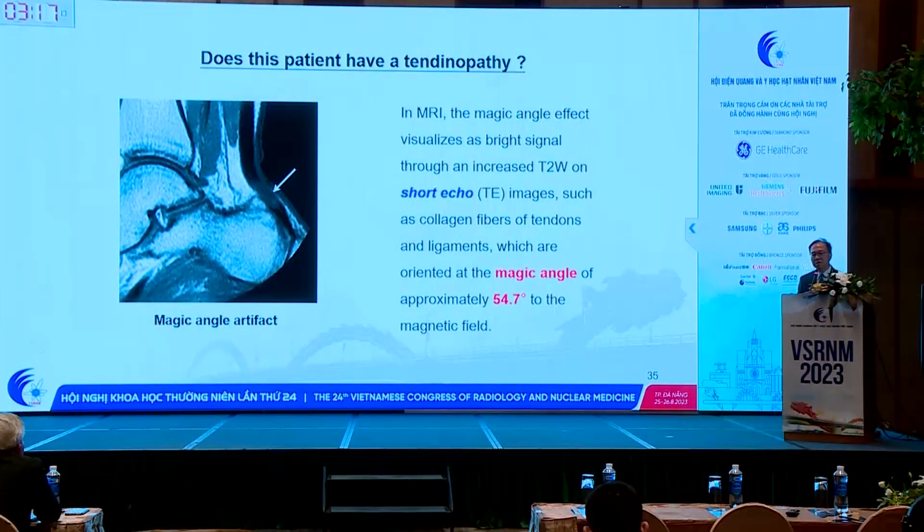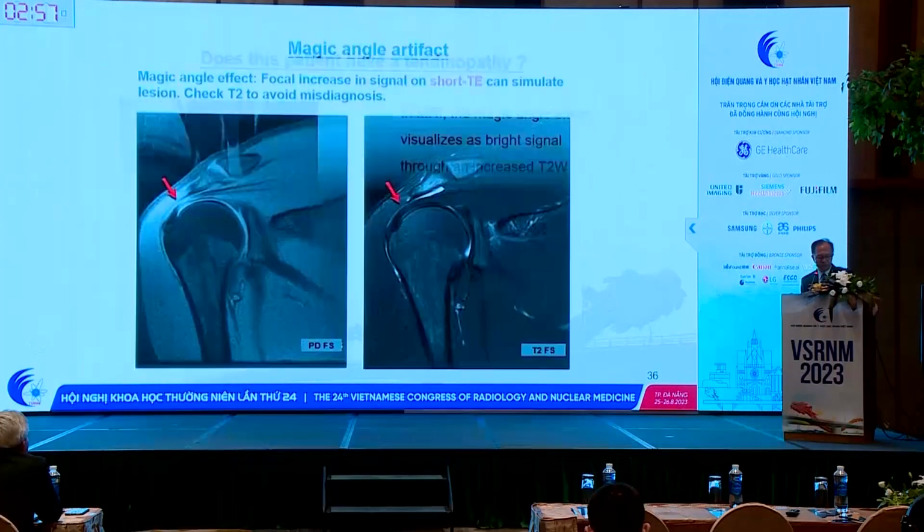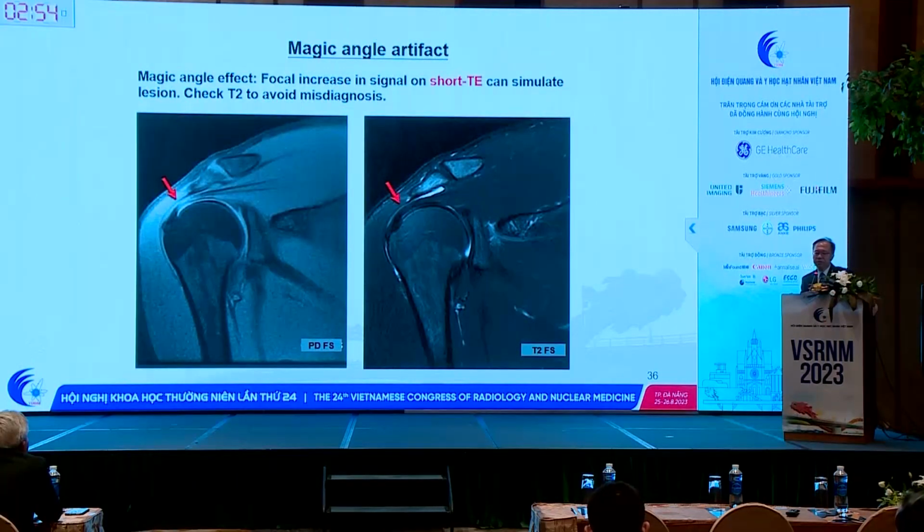But for the tendon or ligaments, we must use the heavily T2, that is the 80 millisecond echo time, for diagnosis of tendon tear, to avoid the magic angle phenomenon, that is the 54.7 degree to the magnetic field. This is a very important example from our case.